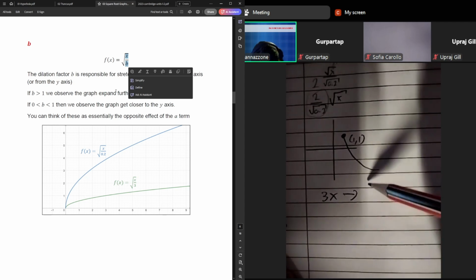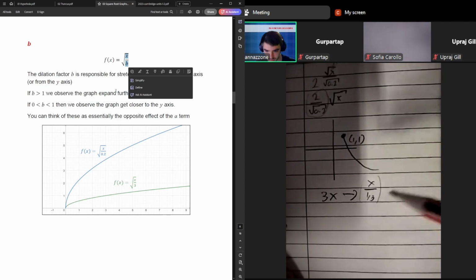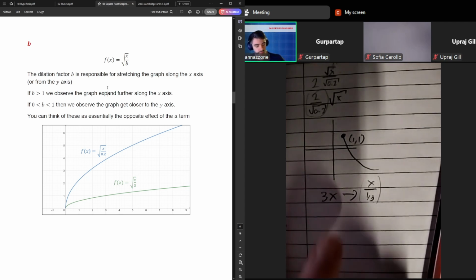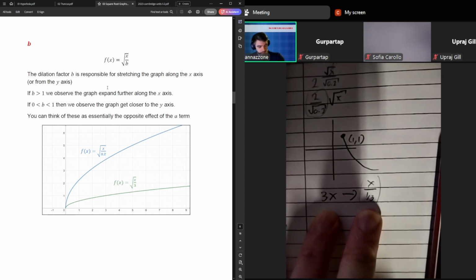Alternatively, I could say x divided by a third. So whether it's division or multiplication, it's basically the same thing. The only reason I wrote it as a division here is because that will tell you the actual dilation factor, if you had to say what the factor was. This would be a dilation factor of a third, either along the x or from the y.